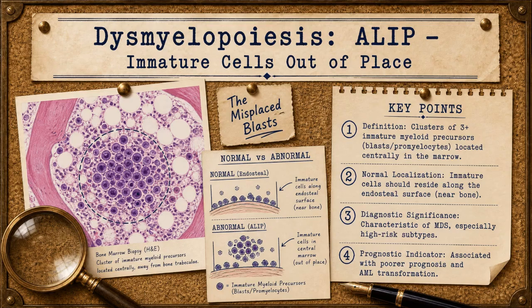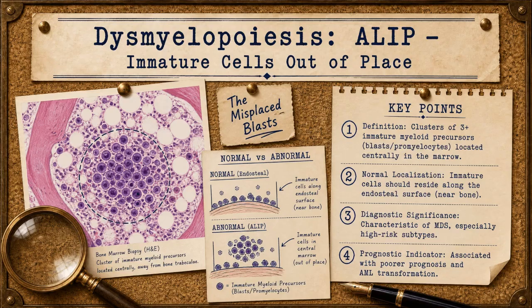A LIP is defined as clusters of 3 or more immature myeloid precursors, specifically myeloblasts and promyelocytes, located centrally in the bone marrow biopsy, away from the endosteal surface. Now, why is this abnormal? Because normally, myeloblasts and promyelocytes, being the youngest and most primitive myeloid cells, tend to reside along the endosteal surface, which is the inner lining of the bone.